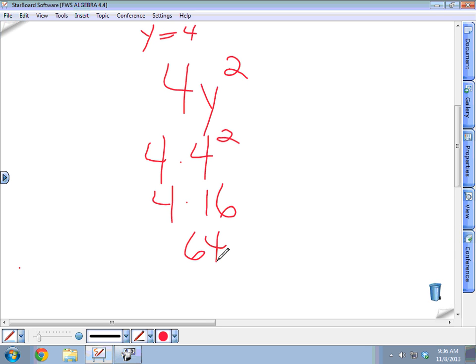What'd you get? 216. Okay, so this is what you have. You have 4y squared. We put in the 4 for y. So it's 4 times 4 squared. I'm not sure if you first multiplied and then squared, but remember your exponents have to come before your multiplication. So it's 4 times 16, or 64. Who else got 64? Raise your hand if you got 64 there.